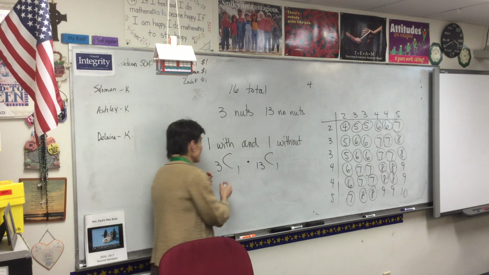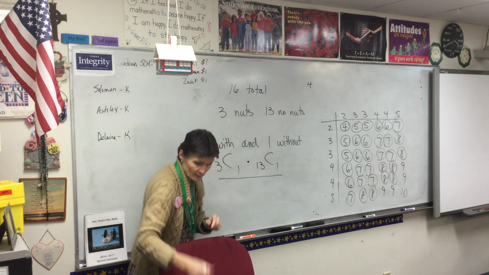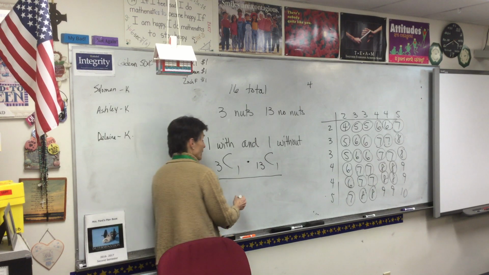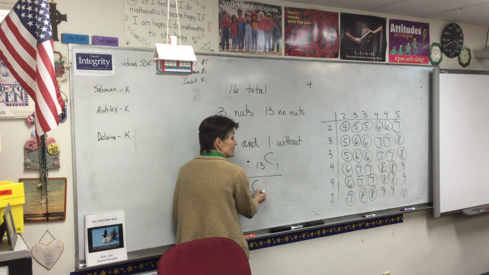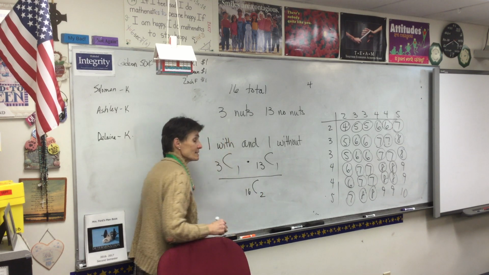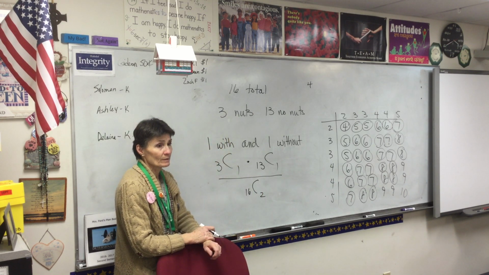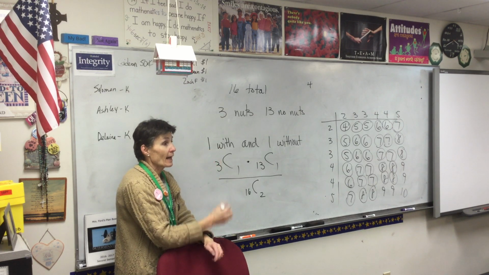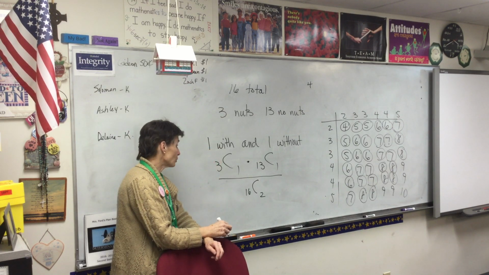And then I'm going to divide the whole shebang because it is a probability question, isn't it? Yep, find the probability. What am I dividing by? 16C2. Why is it 16C2? 1 with, 1 without. Well, I'm picking 2, and I had 16. So the total goes in the bottom.